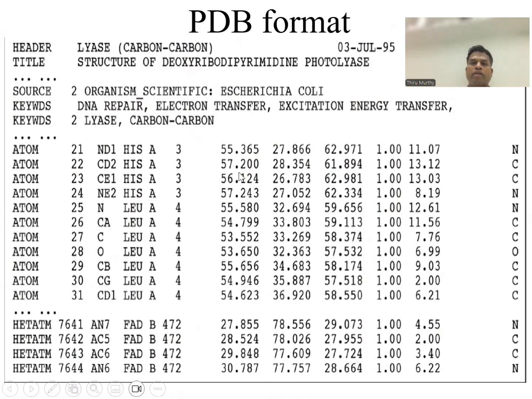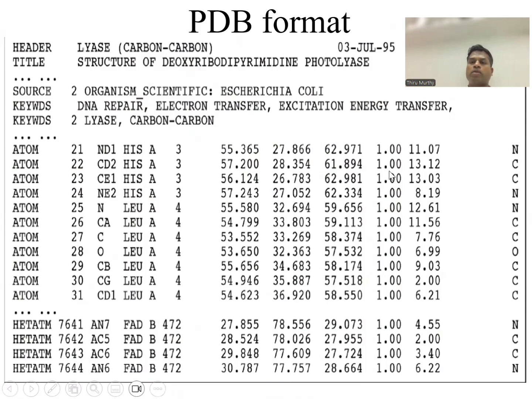After that we can see three different columns, right? 55.365, 27.866, 62.971. So this column represents the XYZ coordinates. This real number represents the atom position for the individual atom, right? Because of these XYZ coordinates, we can get the atom position for the individual atoms of each amino acid, right? Okay.